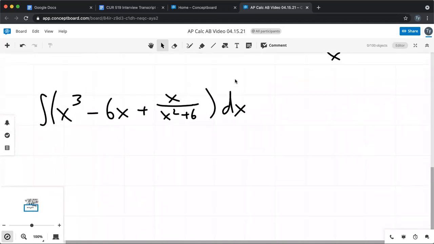What do we do from here? Well, I would suggest that you break this integral up, right? This stuff's just going to be power rule. This looks a little more complicated. So let's break it right here.